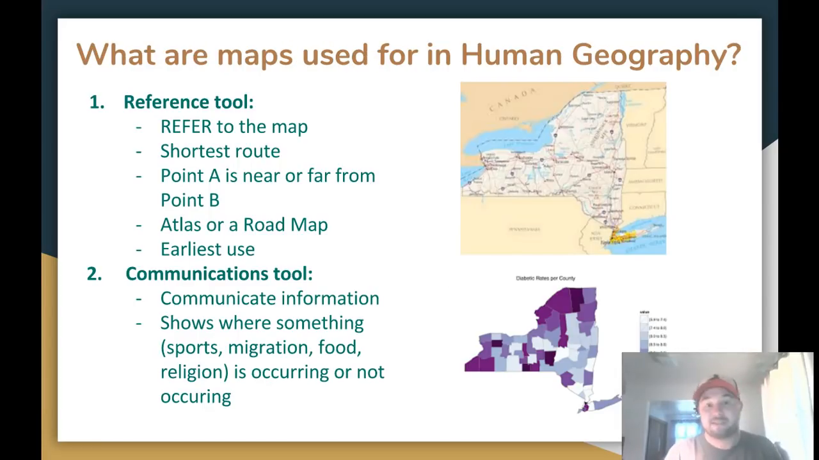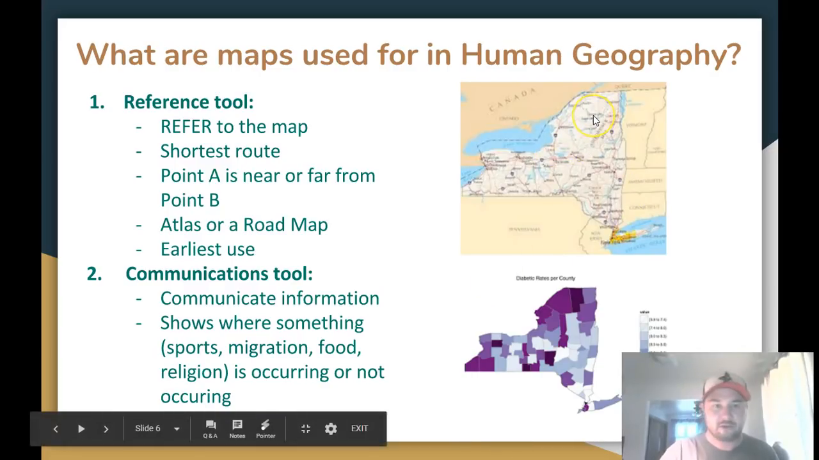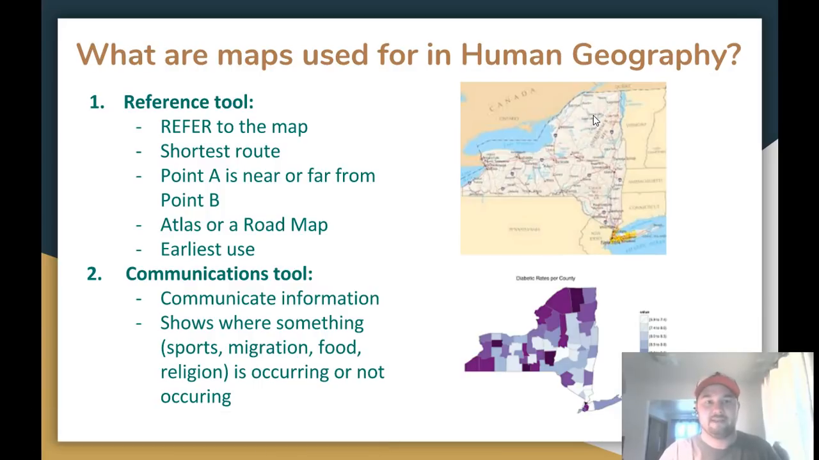So now, a map is going to be the geographer's basic tool. All geographers are going to use maps. Remember, there's two kinds of maps. One is going to be a reference map or a reference tool to find out where something is in the world. Okay, so where is New York City? Where are the cities in New York? If you're looking to get somewhere, or where something is, that is going to be a reference map.